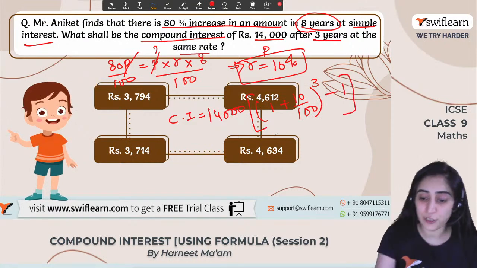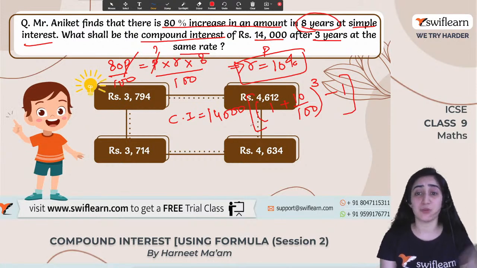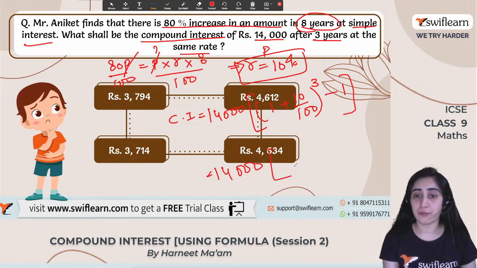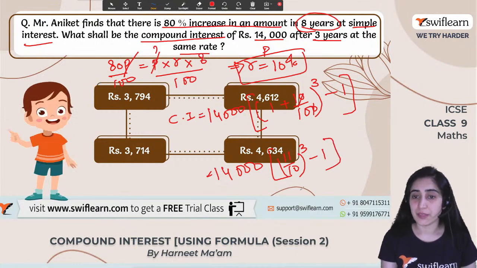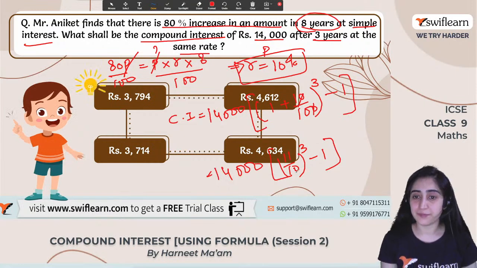So can you all solve it? Yeah, what do you get on this? Yeah, guys, what is the answer? Let's do that quickly. 14,000 bracket. Okay, let's cancel this. It becomes 11 by 10 to the power of 3 minus 1. So what's the answer? On solving, what will you get?